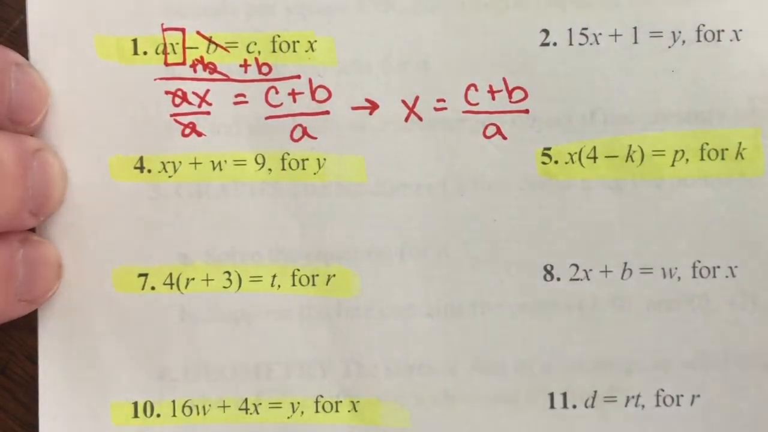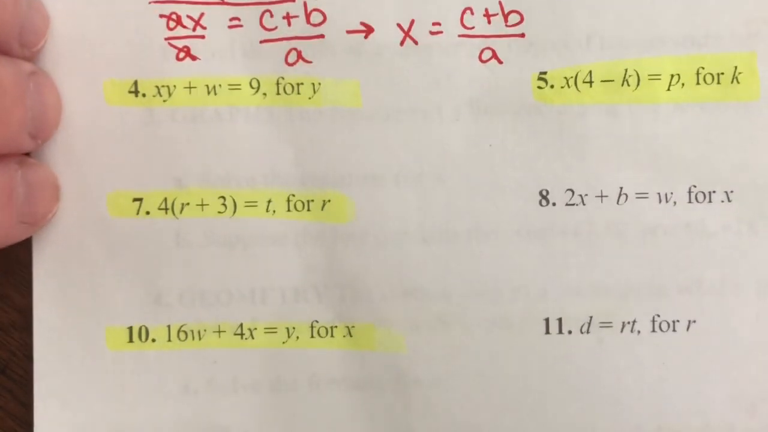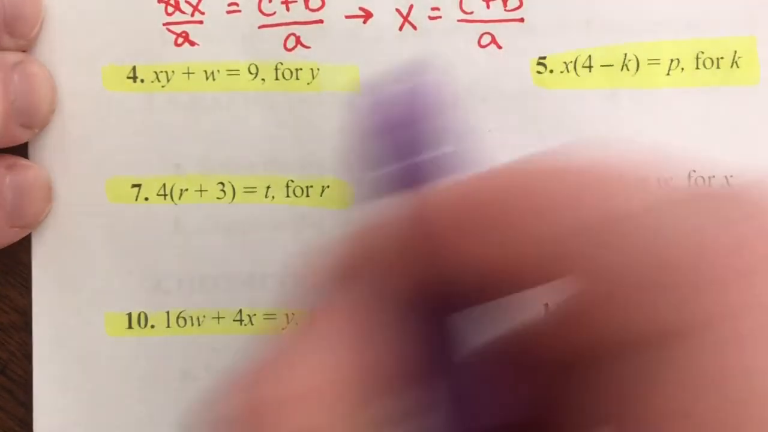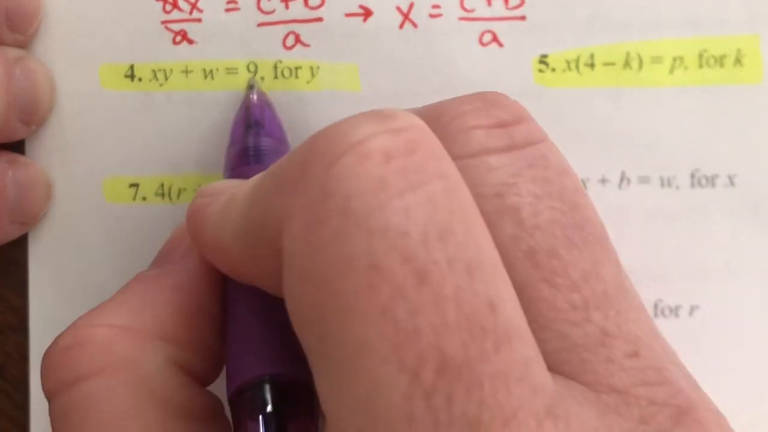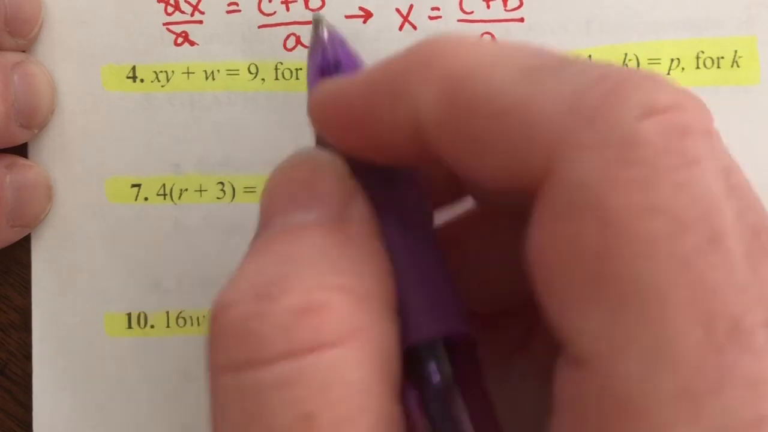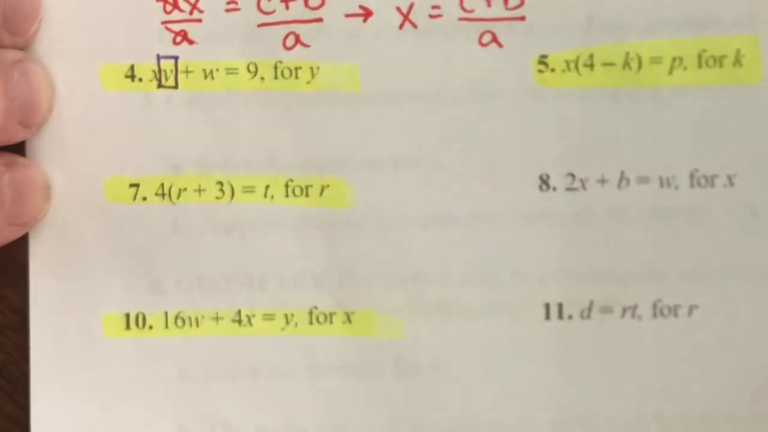That's my answer. I'm going to do these in different colors so they don't get mixed up because I have a feeling I'm going to run into stuff. All right, for the next one, number 4, xy plus w equals 9. We're solving for y. So I want to get this guy by itself. It's kind of similar to this one we just did.